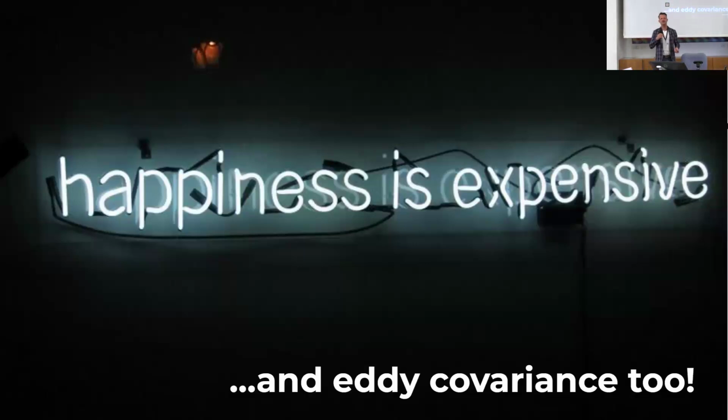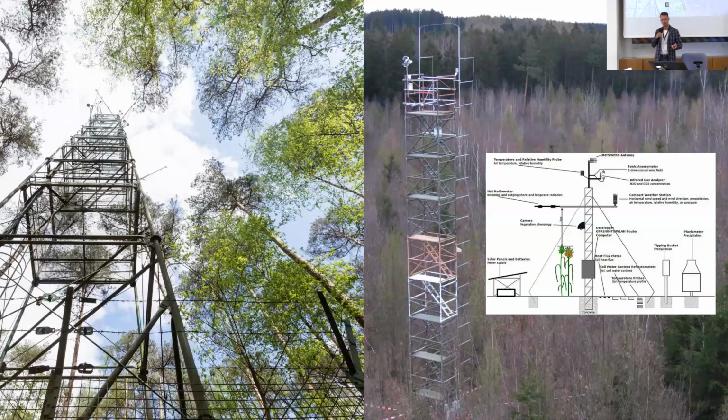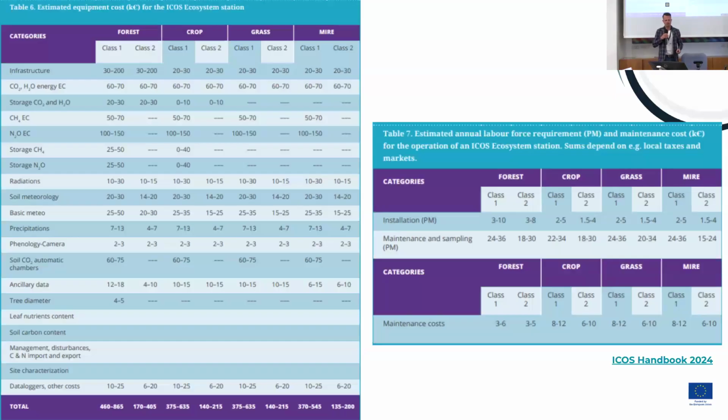So eddy covariance stations are expensive systems, both because it's very precise instrumentation, and precise instrumentation costs a lot, and then you have to maintain it and keep it operative. Can you imagine, you have tall towers over forest with hundreds of sensors installed, and you have to keep them working, of course. You have to check that everything is working properly and change what is not working anymore.